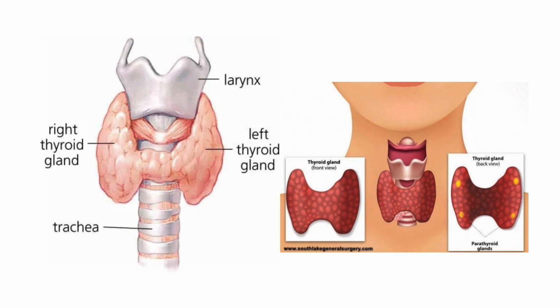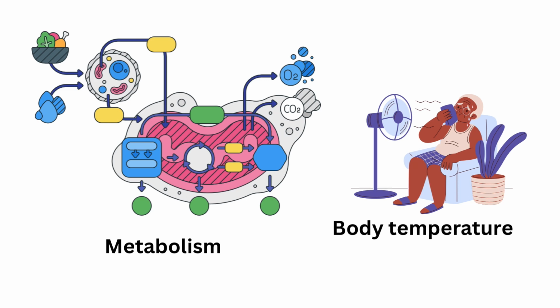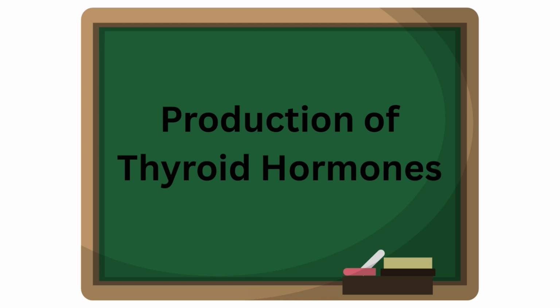The thyroid gland is a small butterfly-shaped gland that is located at the front of the neck. It produces a hormone, the thyroid hormone, that controls metabolism, body temperature, heart rate, and our energy level. So before we talk about what thyroid function test is, let's look at how these hormones are produced.